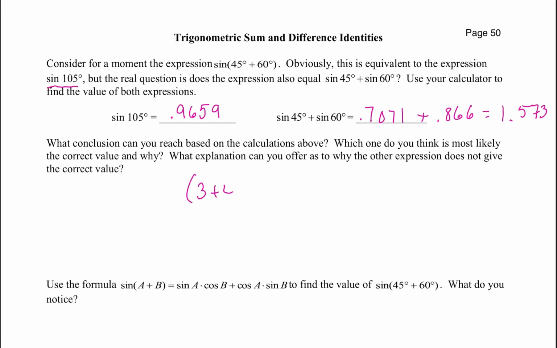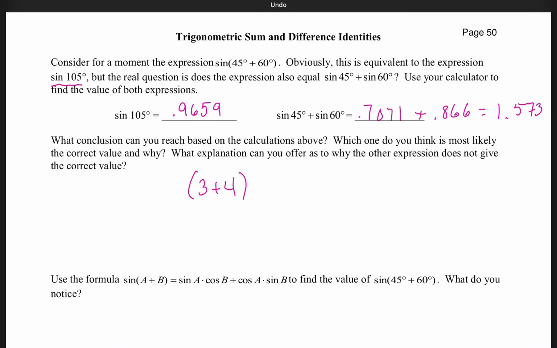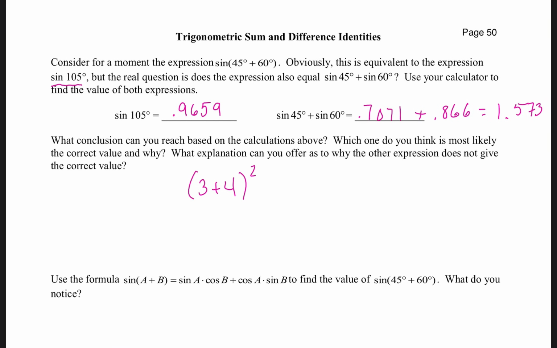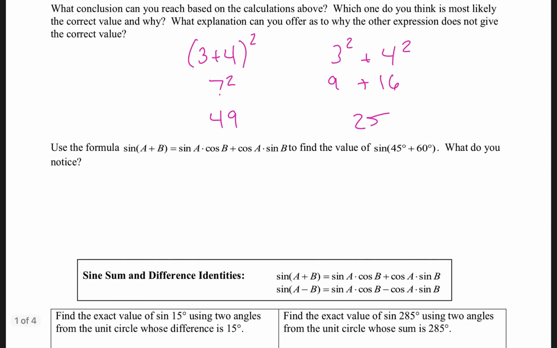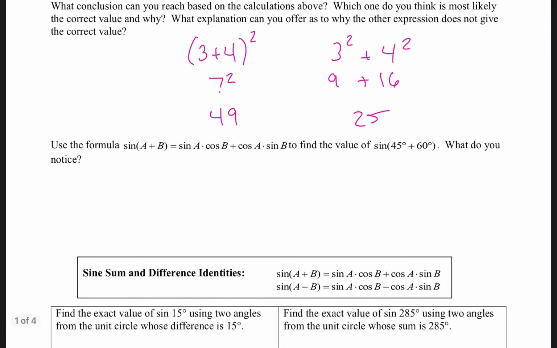If you have a square, for example, if you had 3 plus 4 squared, it's not 3 squared plus 4 squared. 3 plus 4 squared versus 3 squared plus 4 squared, we know we're going to get different answers. This would come out to 7 squared, which is 49. Whereas this would come out to 9 plus 16, which is 25. So we can see that they don't do the same thing. So that same idea applies here.